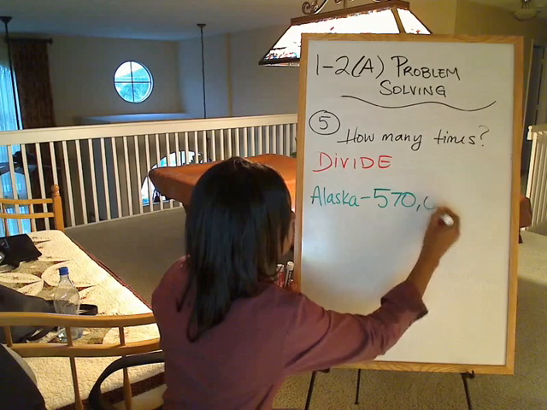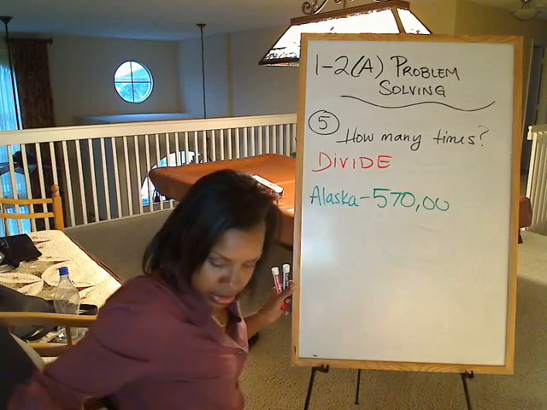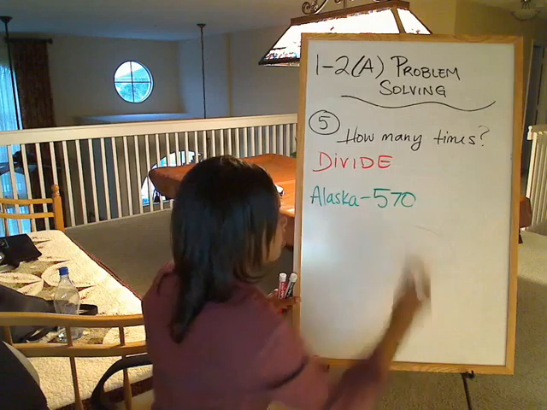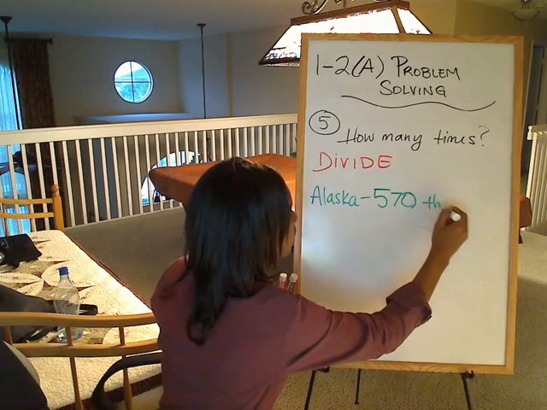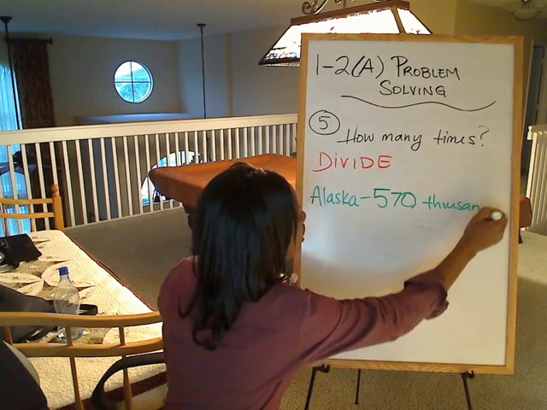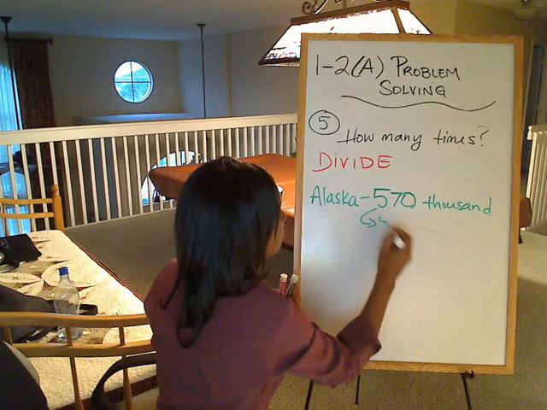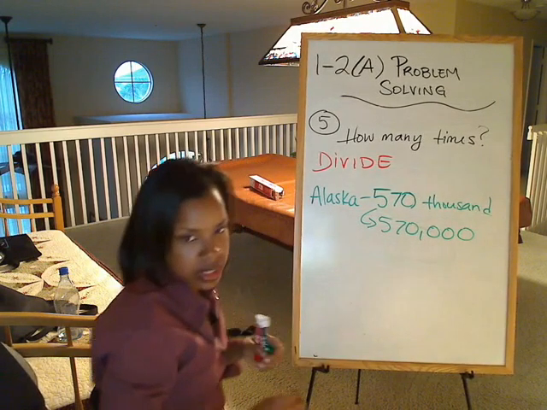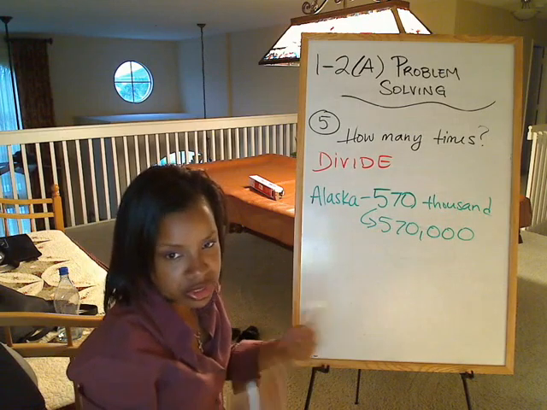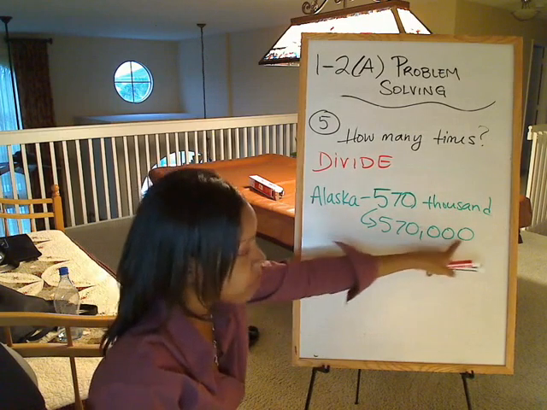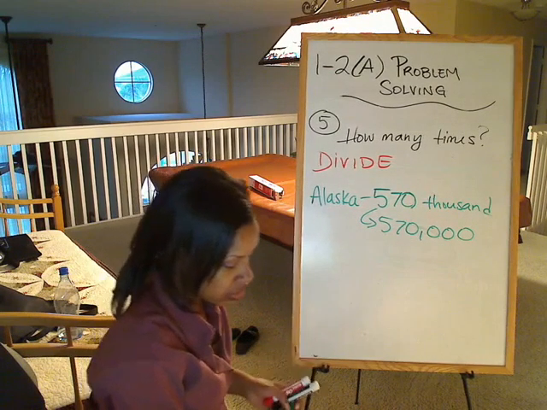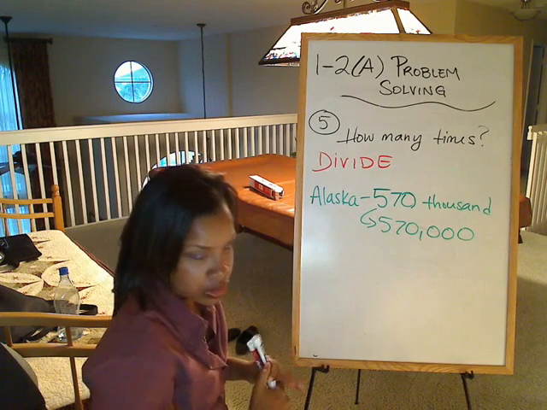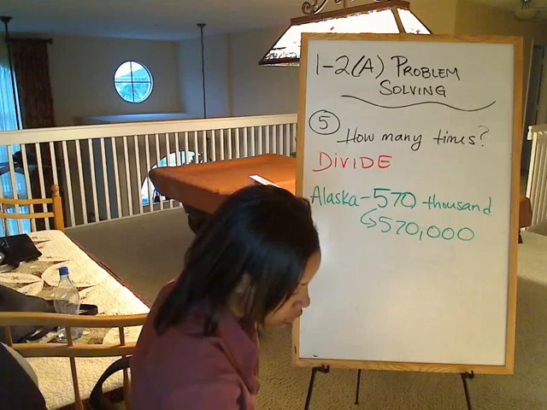The land area of Alaska is 570,000. Well, this is what I wanted you to see. I did it just now. They did not write out the number 570,000. They wrote it as a word. So you have to change this to 570,000. Okay? Don't let the word trick you so that you just ignore it. That's an actual very big number. 570,000 square miles. Don't just ignore this and write 570. Okay? So 570,000 square miles.